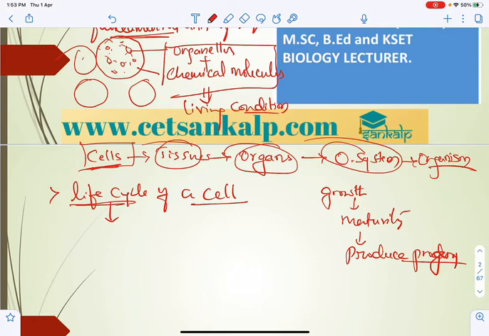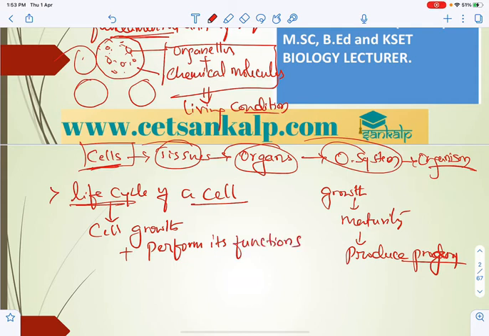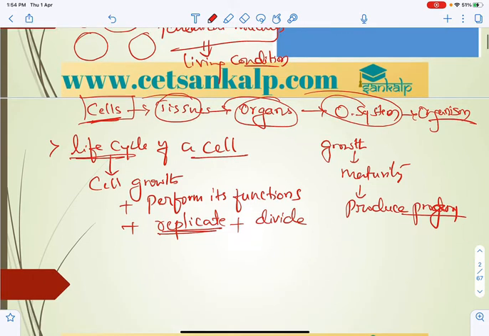the life cycle of a cell is one in which the cell shows growth and performs its functions, and after that it replicates. Replicate means duplicates. After attaining maturity it is ready to replicate, and after replication finally the cell will divide. What is that replication? It means the cell replicates its genetic material.